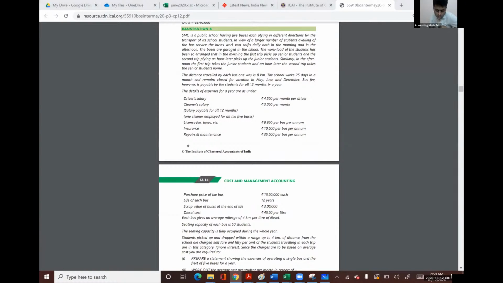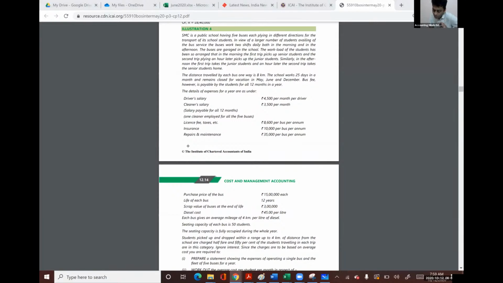Okay. How many kilometers is one bus traveling? Students picked up and dropped within the range up to 4 kilometers of distance. Sir, but only 50% of the students are in the radius of 4 kilometers, sir. But wait a second. Wait a second.